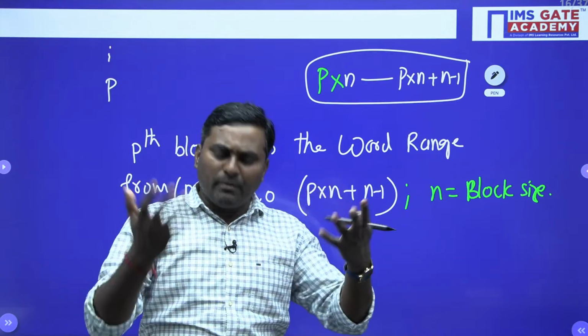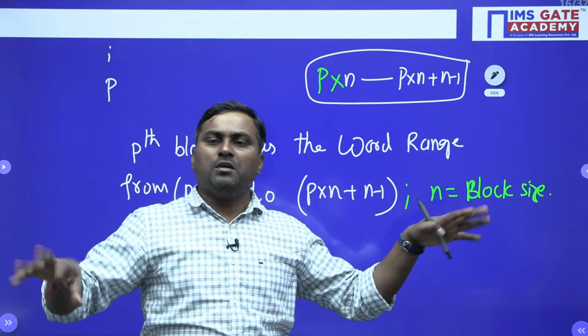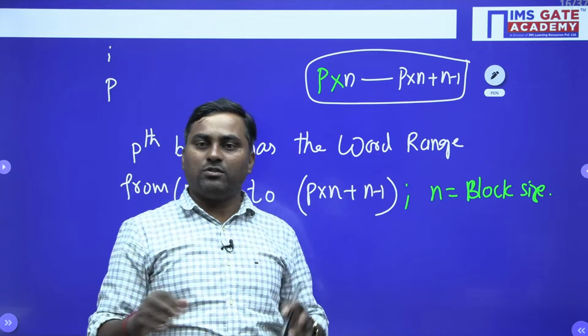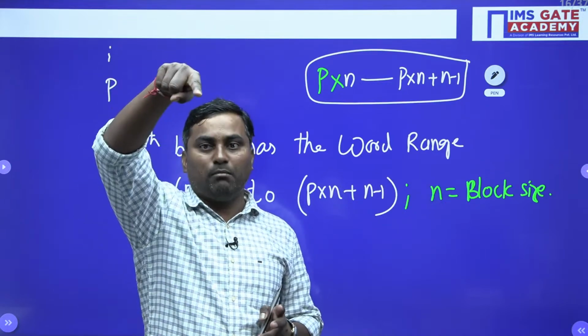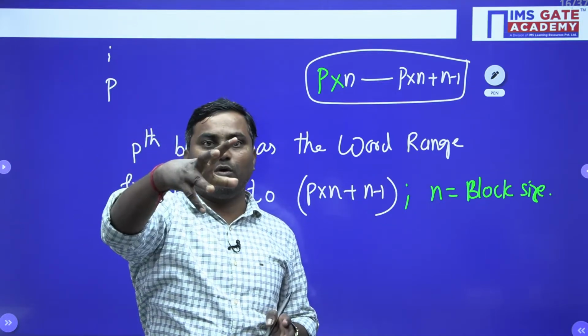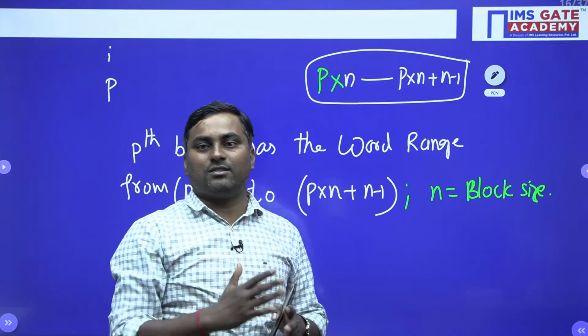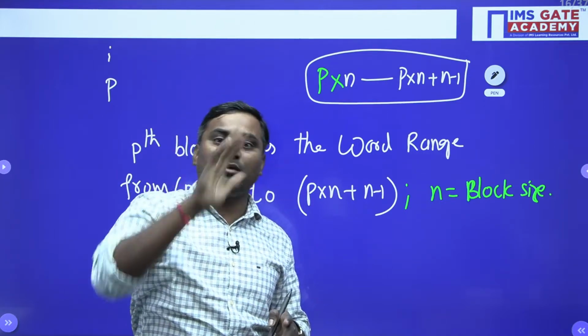So wherever memory is organized in terms of blocks, if they ask the word range in that block, simply see the block number and multiply by the size of the block. You will get the starting address, the starting word number or starting byte number of the block.